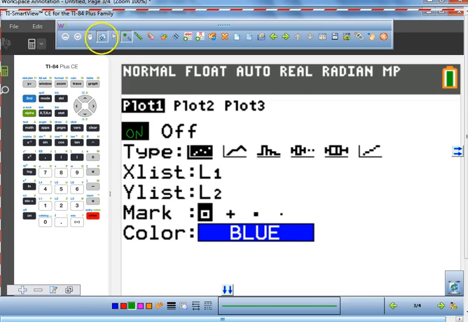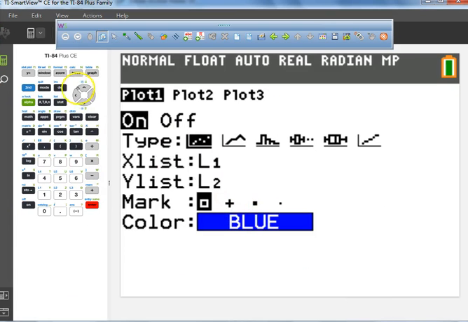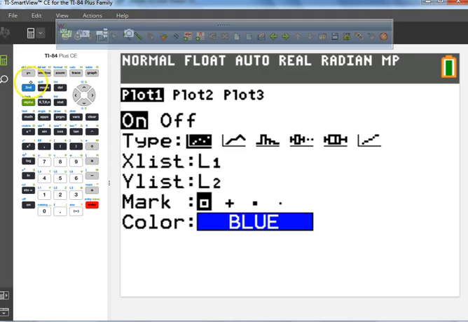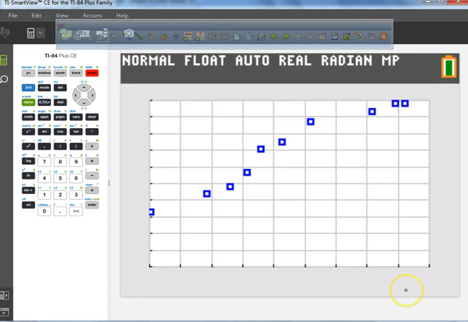Should say on right there. So we should apply them. Oh, there we go. Now hit graph. Oh, wow. What do you see? Plot. See all those points being what? Being plotted. Okay, so we have it on.